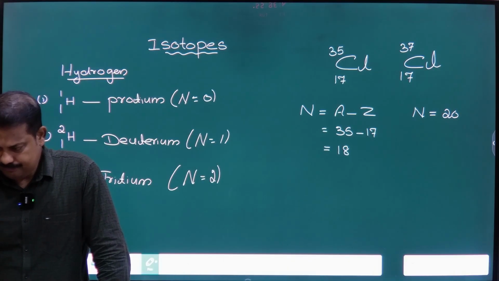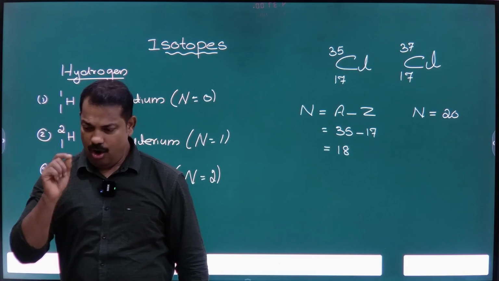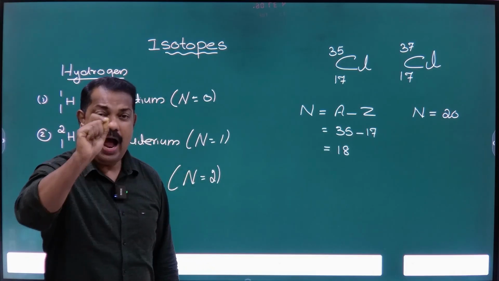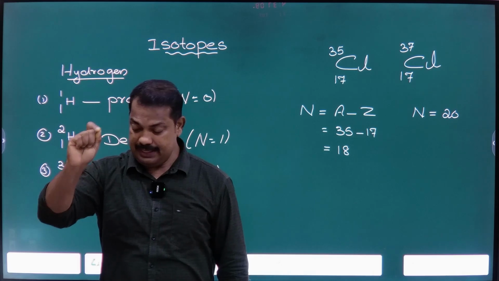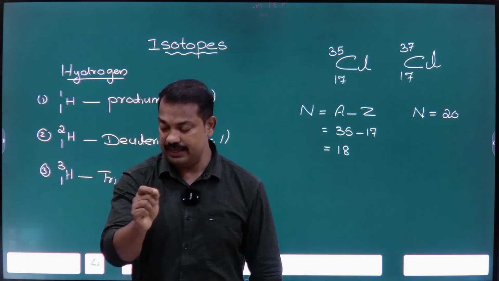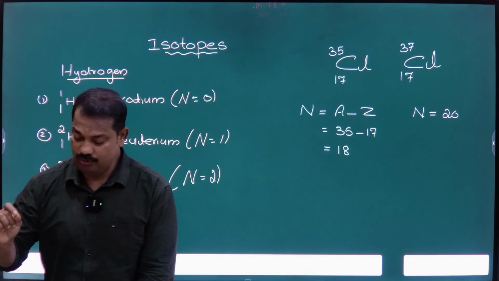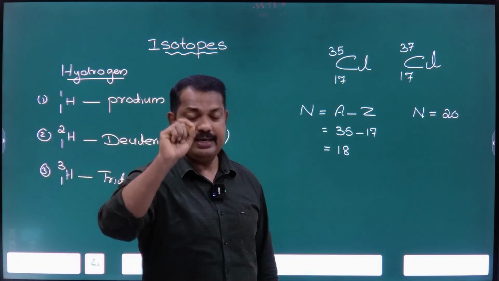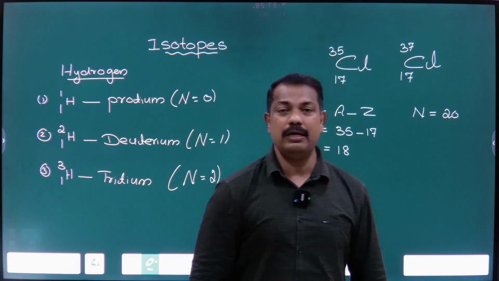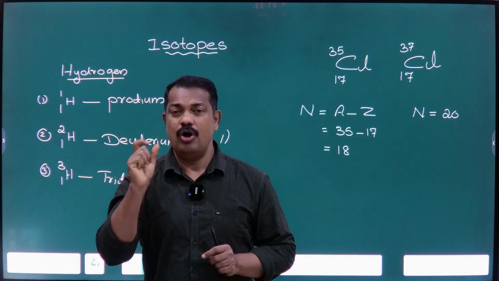This is because all the isotopes of an element have identical electronic configuration containing the same number of valence electrons. Therefore, all the isotopes of an element show identical or similar chemical properties. Clear?